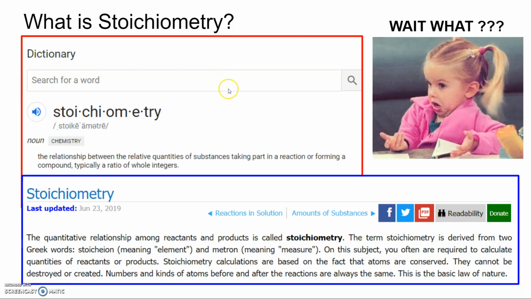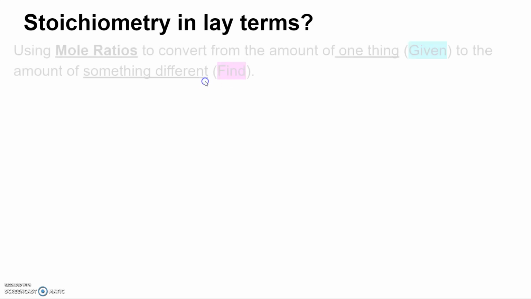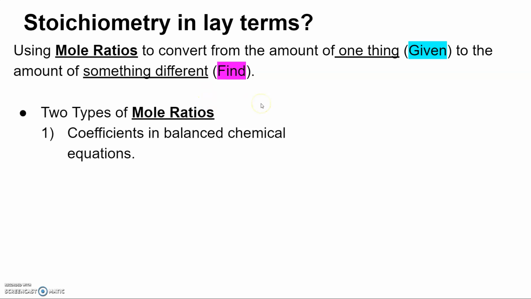What is stoichiometry? So let's talk about stoichiometry in lay terms, at least as it's going to apply in this chemistry course. And in most chemistry courses, this is what stoichiometry entails. It essentially involves using mole ratios to convert from the amount of one thing, which is your given, to the amount of something different, which is your find. So the key thing here are mole ratios, and what you're starting off with and what you're ending up with, your given and find, have to be different substances. So let's talk about mole ratios.